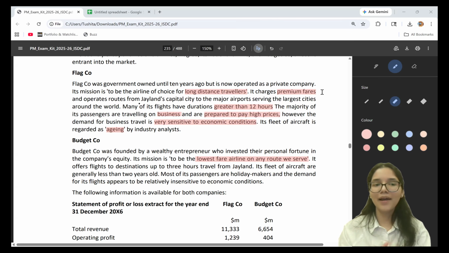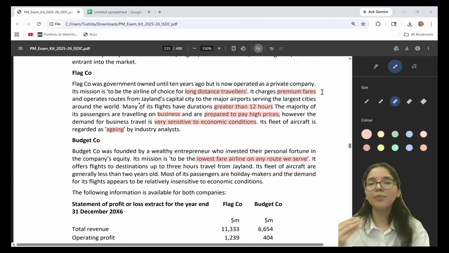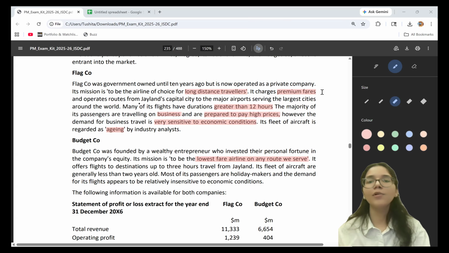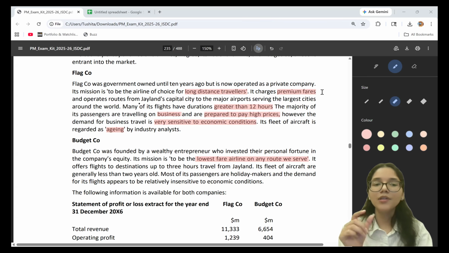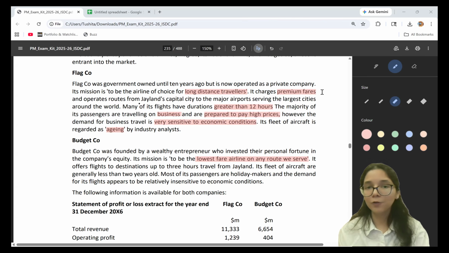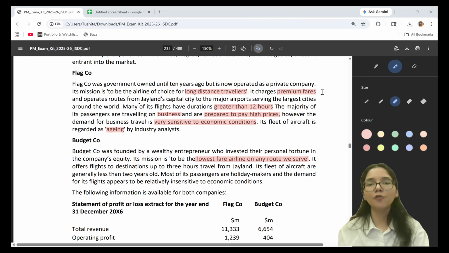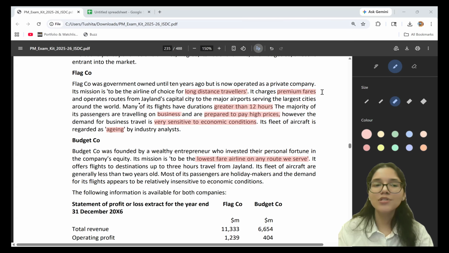So now when you compare, guys, when you talk about Flag Company and Budget Company, this is going to be a major point of difference. Why? Because if there are problems going on in the economy, even the business passengers, if they still have to travel, will they be looking for luxury or will they be looking for lower fares? Consider a scenario like recession. What will people choose in the time of recession? Will they choose luxury or will they choose lower fares?